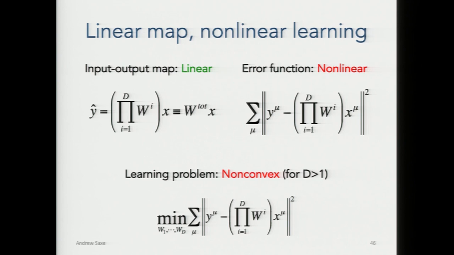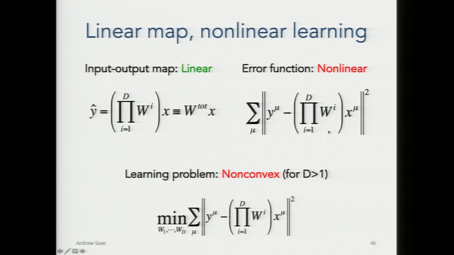When I say that this is a deep linear network, what I mean is that the map from the input to the output is a linear map. So it's just the product of a bunch of weight matrices. You could always rewrite that as a shallow network, because the composition of linear maps is linear. But then you're going to take that and you're going to plug it into a nonlinear error function. This is where nonlinearity comes back in.